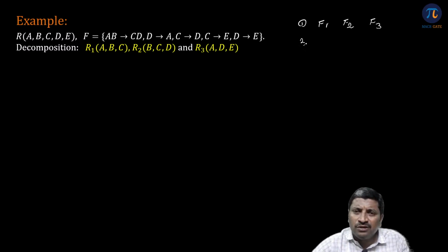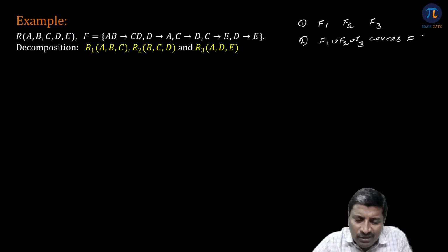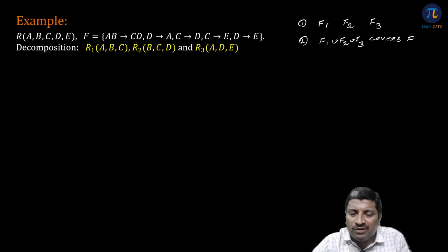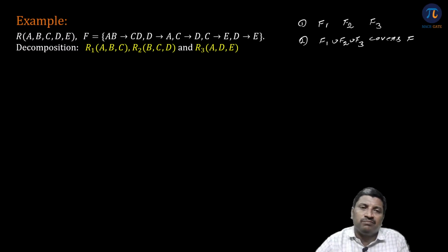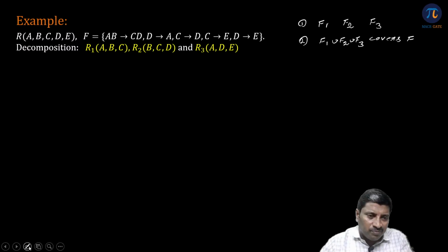That's it. What is the main step we need to verify? We need to find the union of these three, and we need to verify whether it covers F or not. So the same procedure, but instead of having F1 comma F2, this time we will have F1, F2, F3. That's it. So let me explain the same procedure with this example.